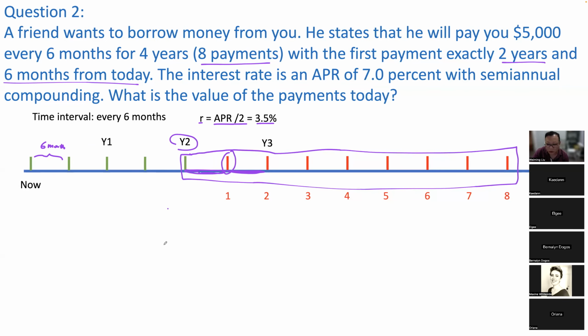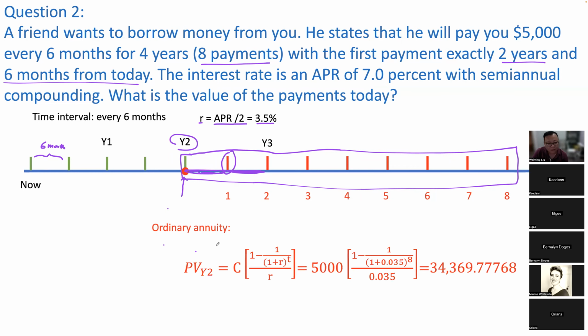Okay, so now I'm going to calculate what's the value at this point, right? Because for this time point, this is the starting time. For this time frame, I use the big dot to highlight the starting point for that time frame. So the ordinary annuity here, I'm going to use the formula, okay?